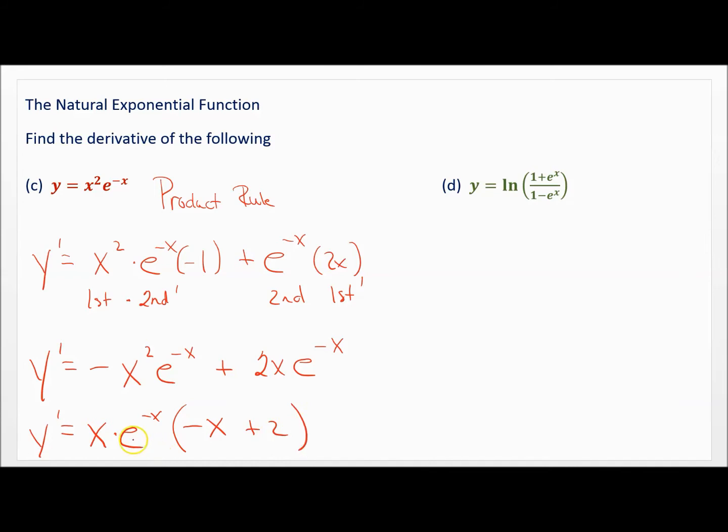You also might see that as x e to the negative x times 2 minus x. Or somebody else might pull out the negative with the factor in the front. But that's just more of an opinion than anything else.